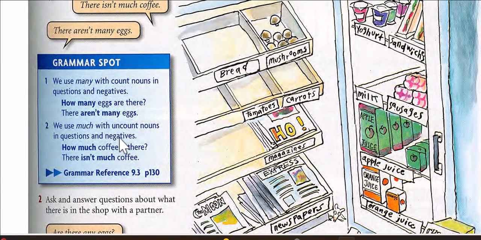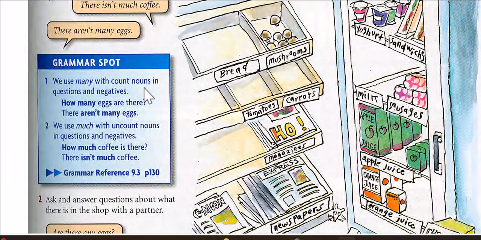You can check the grammar score. We use many with count nouns in questions and negatives. How many eggs are there? There aren't many eggs. We use much with uncount nouns in questions and negatives. How much coffee is there? There isn't much coffee. So this is very, very important. Keep in mind: many with count nouns, much with uncount nouns.